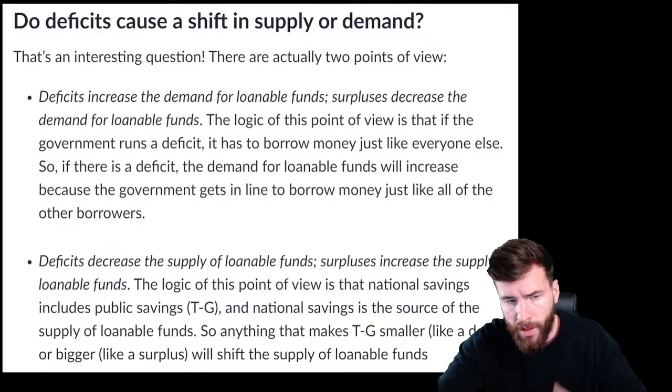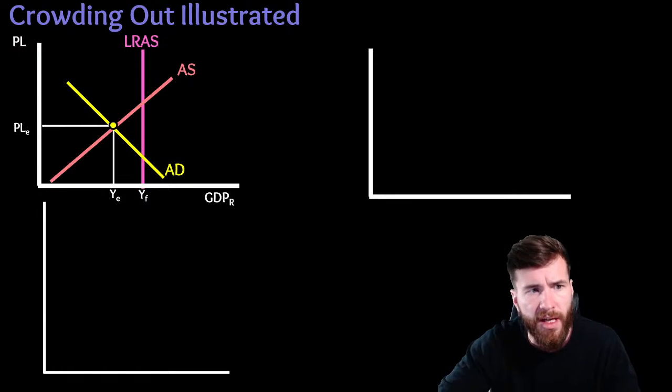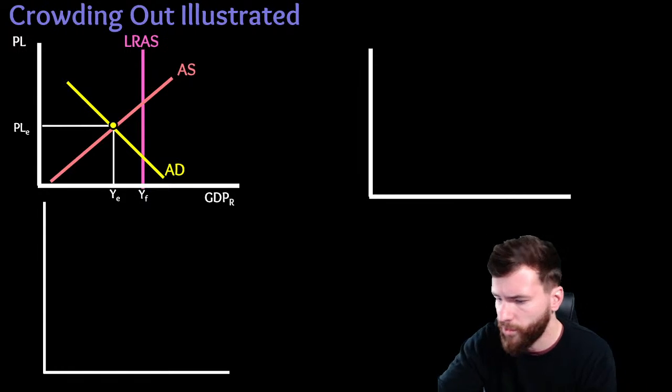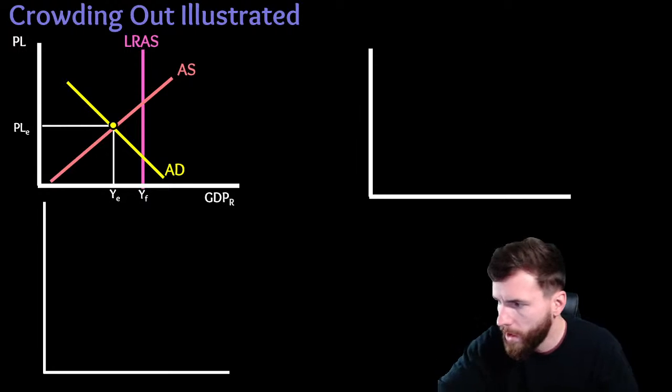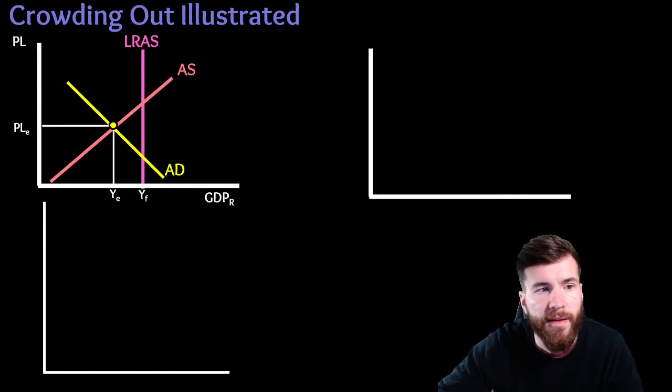So just think about the demand and supply for loanable funds, based on if the government's running a deficit or a surplus. Are they going to borrow more or borrow less? And also, are they going to save more or save less based on that surplus or deficit? All right, so I'm going to show you crowding out on this here first, and then I'm going to show you an FRQ that was asked where you were illustrating the concept of crowding out.